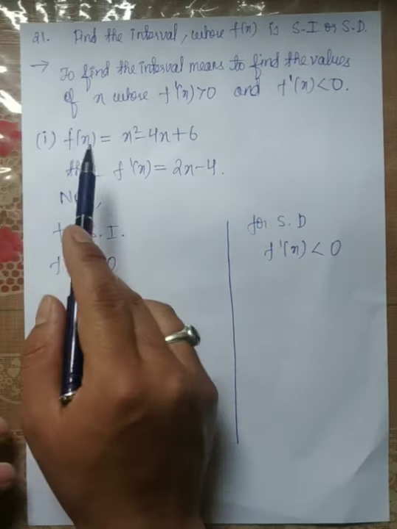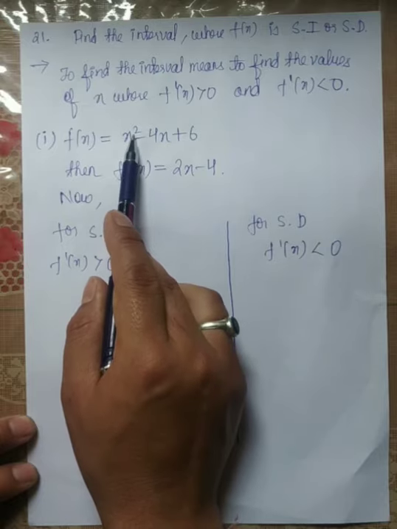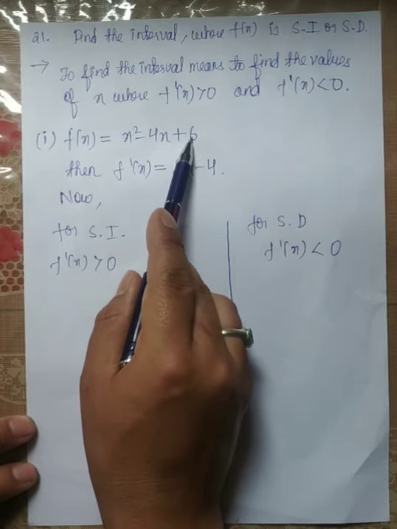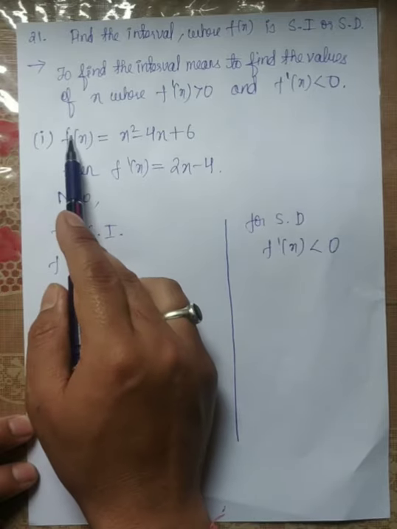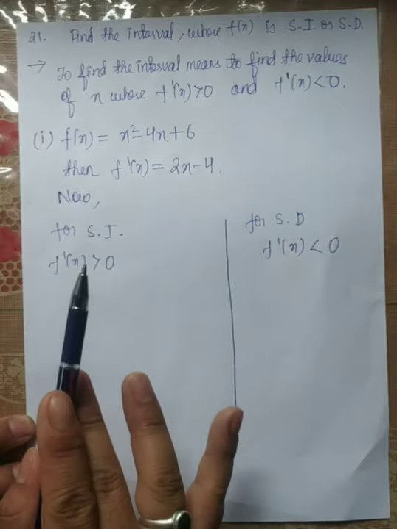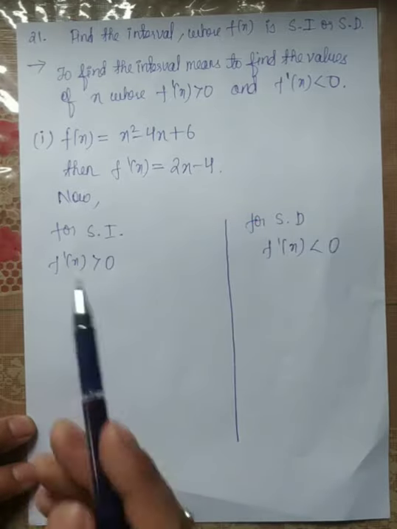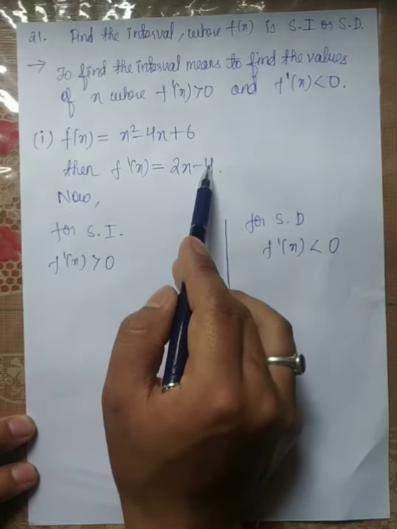Okay, so the question is 21 part 1, f(x) equals x² minus 4x plus 6. Now, we are finding for what values of x this f(x) is strictly increasing and strictly decreasing. I hope you're clear what we're doing now. So f(x) equals this, again we do f'(x), so 2x minus 4.